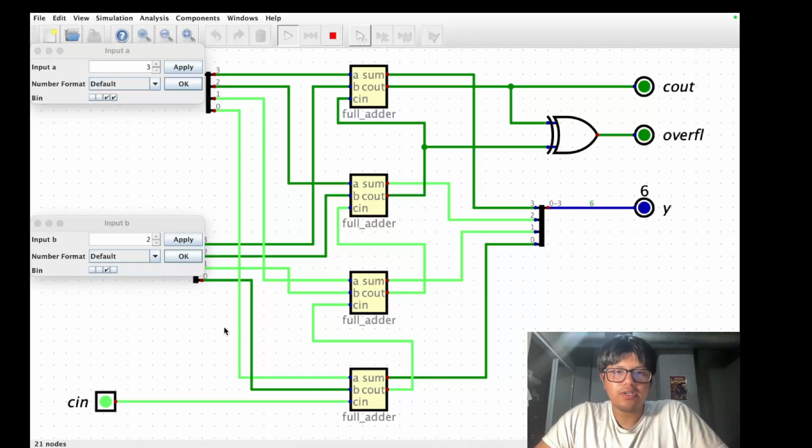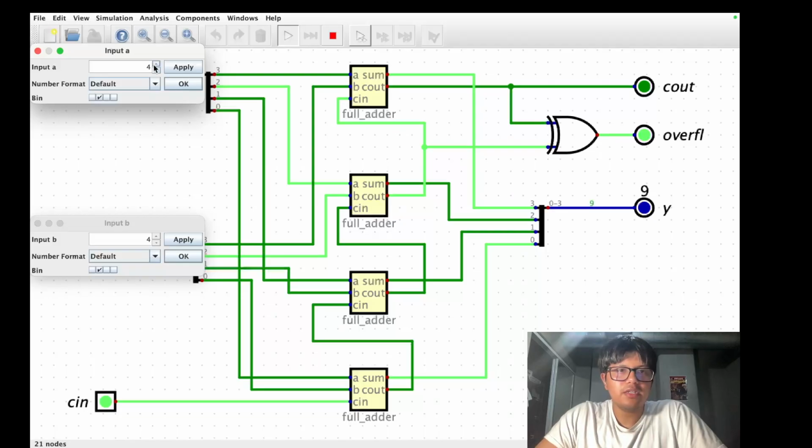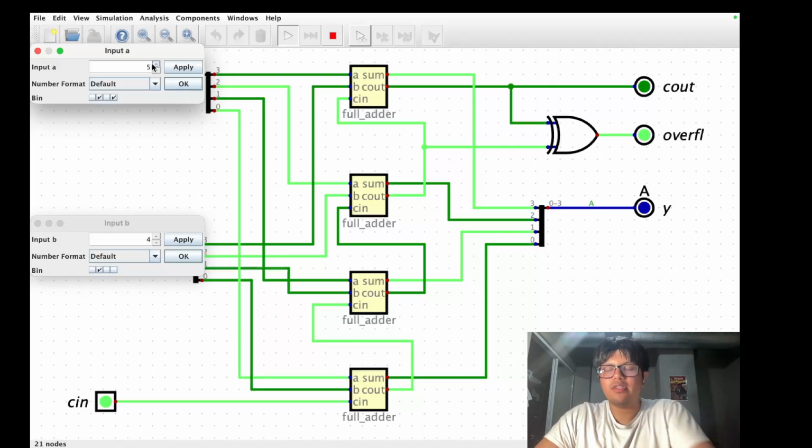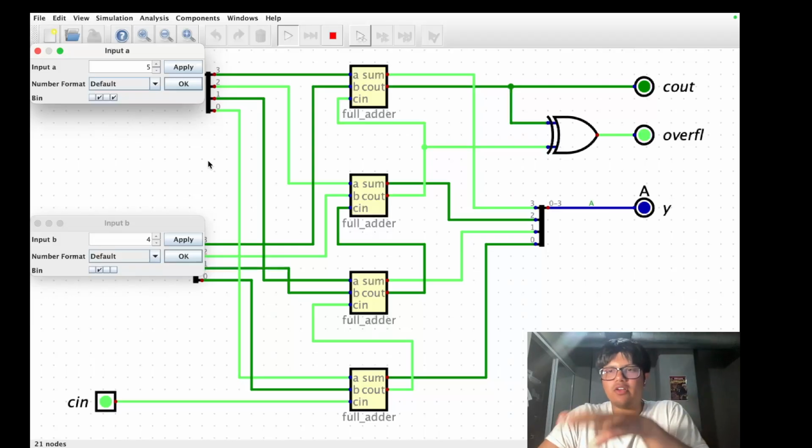If we turn this on, and let's say the B output would be three, this would happen. And if we put one more, that means that the overflow would occur. So it's like a 4-bit addition. And if we play around with it, say add one more, the Y output would be A. So it's pretty much a 4-bit addition with 4 or 5 bits.